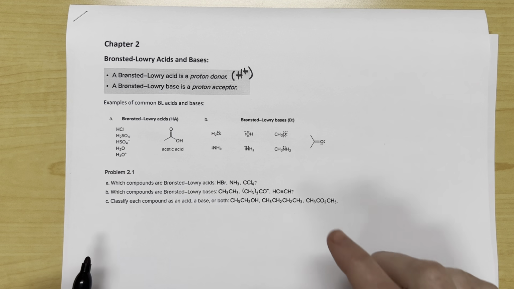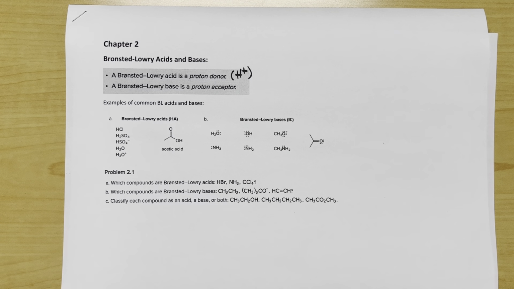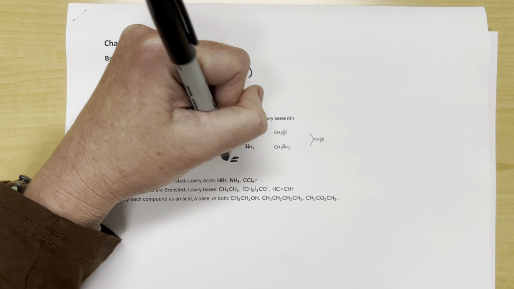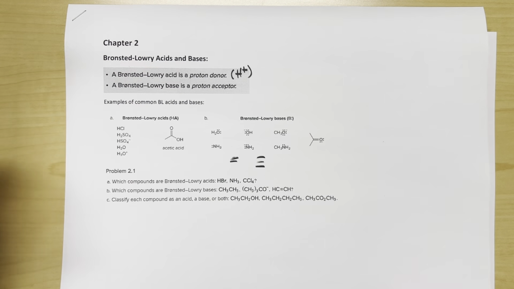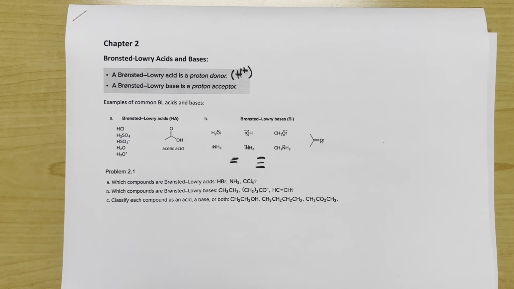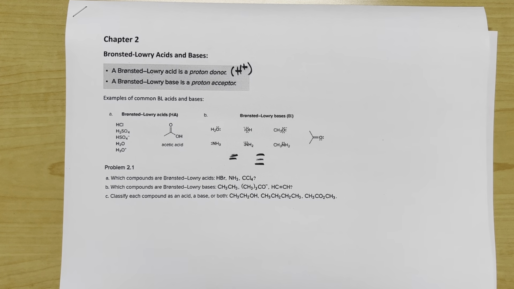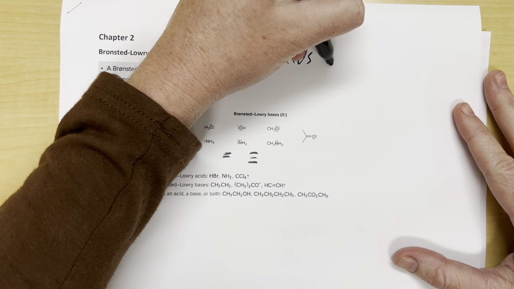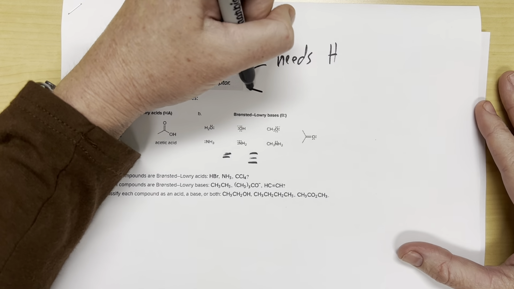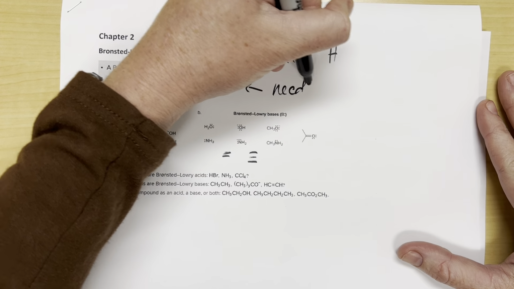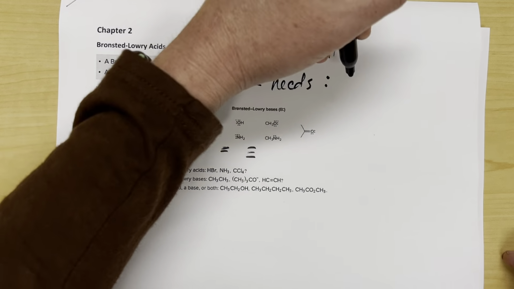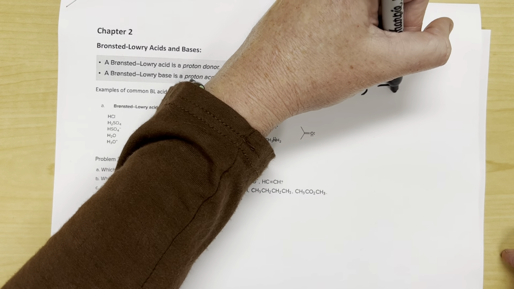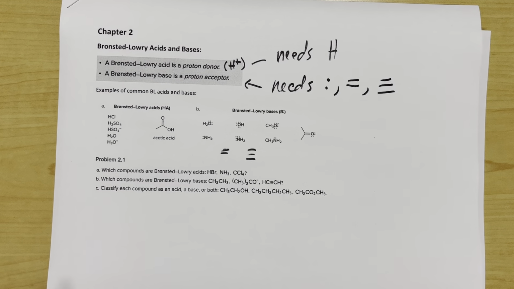In addition, they didn't draw it here, but I probably should put it, anything that's a double bond or a triple bond can also accept an H. So which compounds here are going to be acids in this first one? Remember, in order for it to be an acid, it needs an H. And the Bronsted-Lowry base needs either a lone pair, a double bond, or a triple bond. And those will allow it to accept a proton.